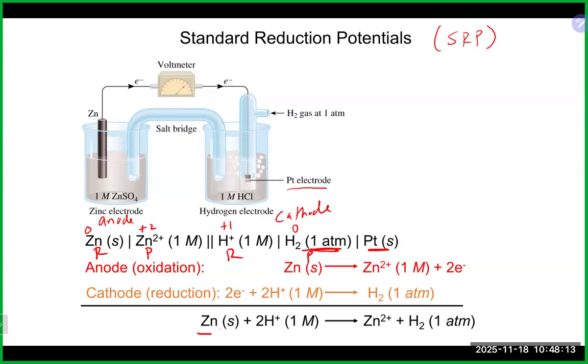So again, reactant product gives us our overall reaction that's taking place. We see our zinc being oxidized, losing electrons to our hydrogen. So overall, what's happening is we're sending electrons from the zinc to the hydrogen in this particular case.